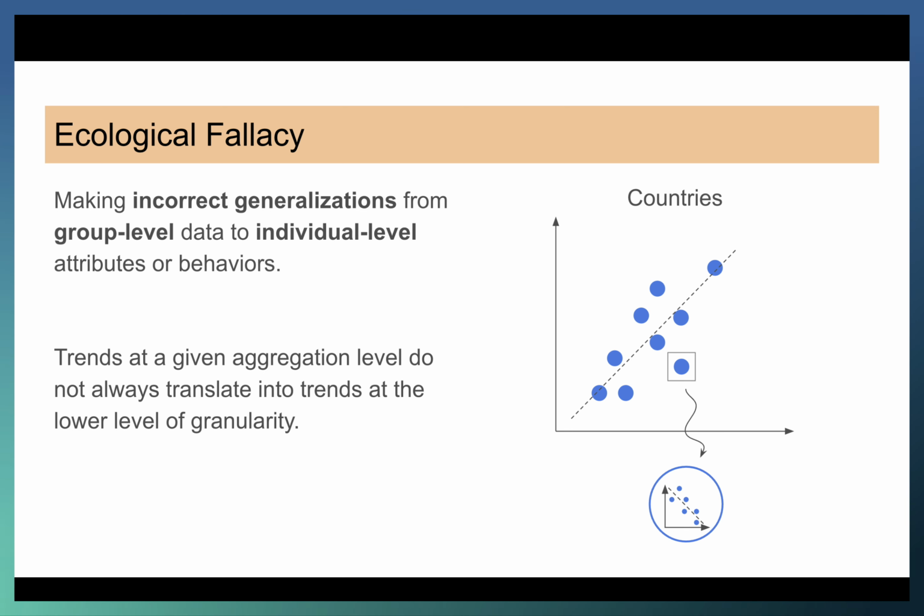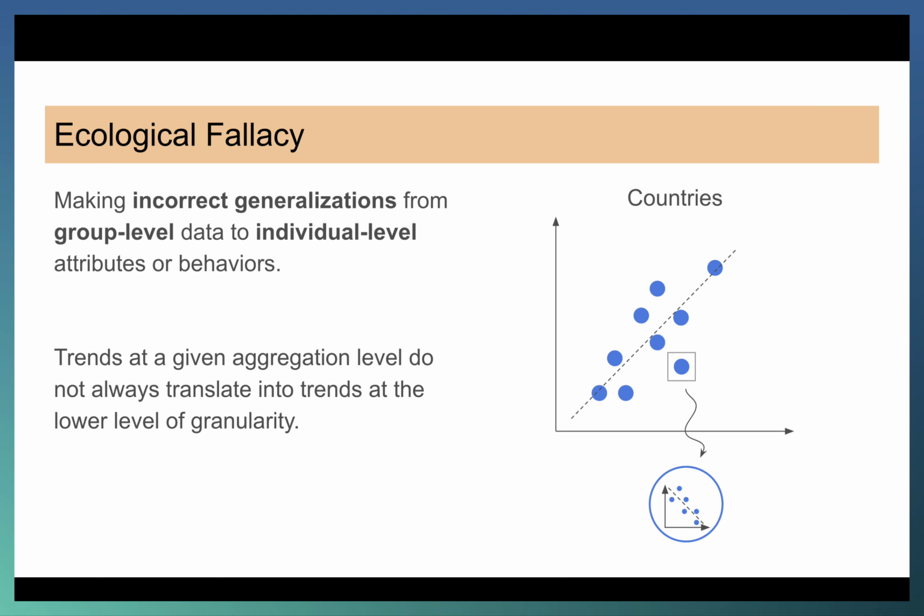And here I'm going to focus once again on potentially misleading aspects of aggregating or disaggregating data. The first one is called the ecological fallacy. So what is the ecological fallacy? The basic idea is that when we look at trends that are observed over aggregated data, it's common to make incorrect generalizations. In general, a trend that is observed at a certain level of aggregation doesn't necessarily extend to the disaggregated data.